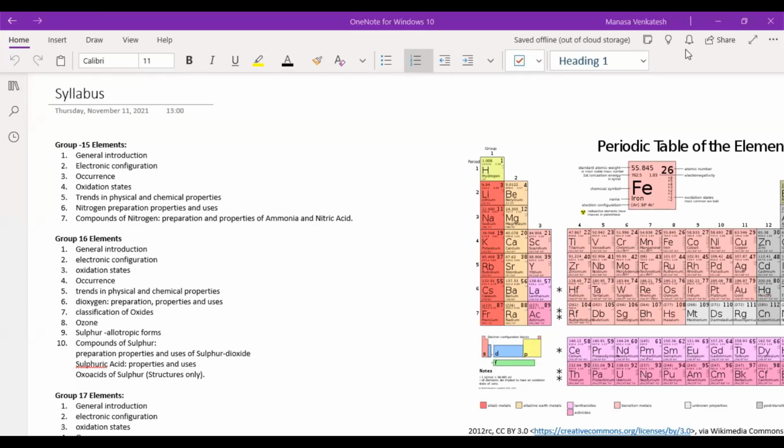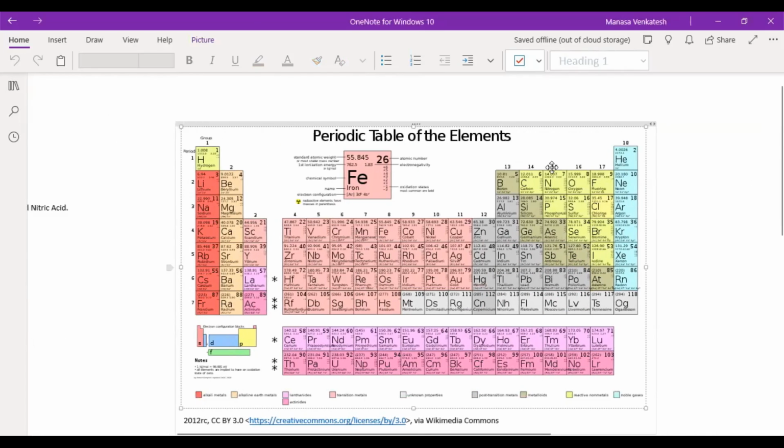As we know, P block elements carry 10 mark weightage in the exams that are going to be held at the end of this year, that is 2021. So P block elements are basically the ones which are present on the right side of the periodic table. We know that. And in this chapter, you'd be learning about group 15, 16, 17, and 18.